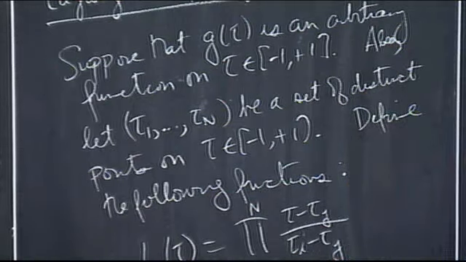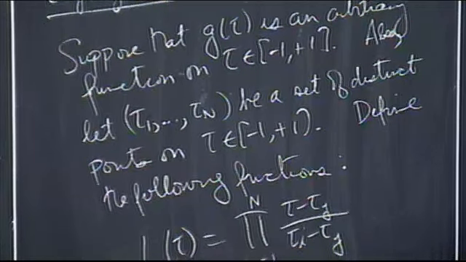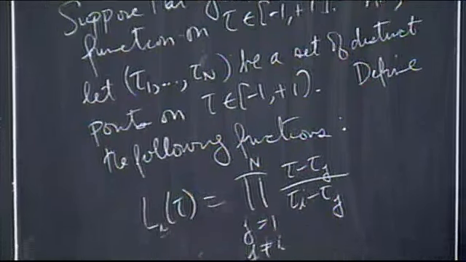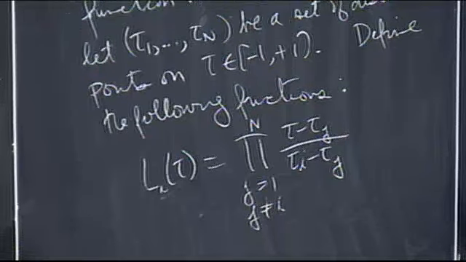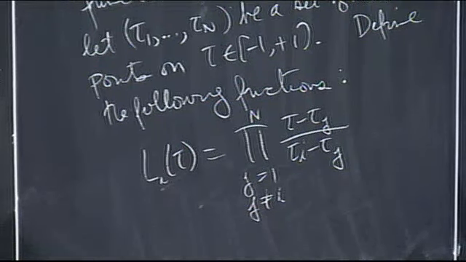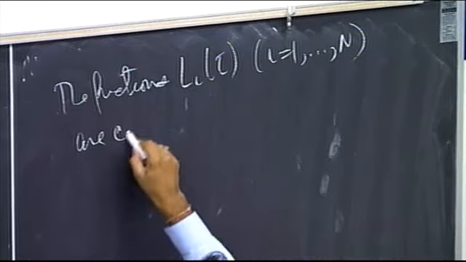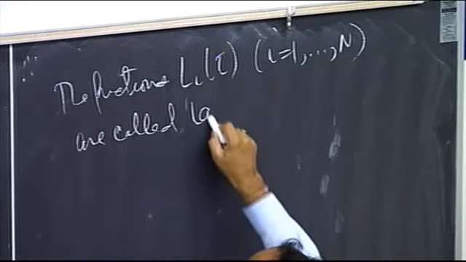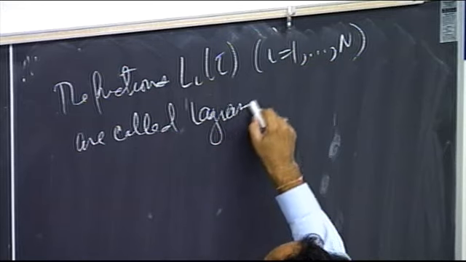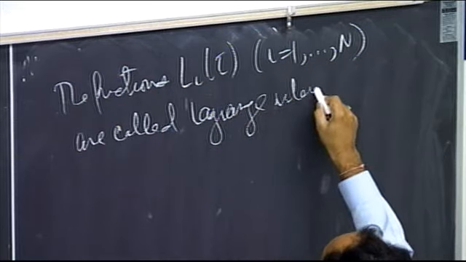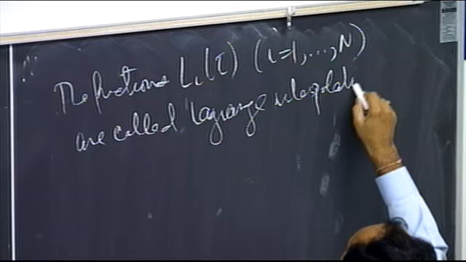The functions Li of tau for i equals 1 up to n are called Lagrange interpolating polynomials.